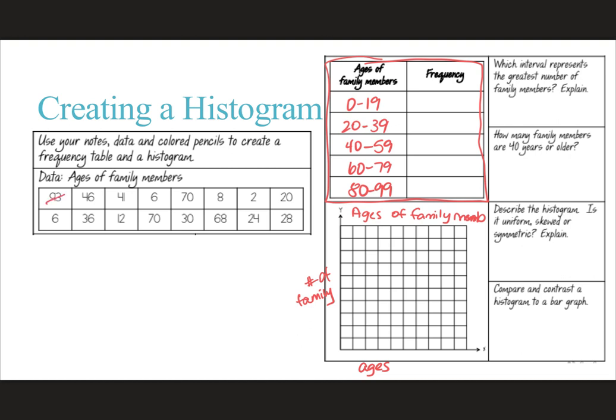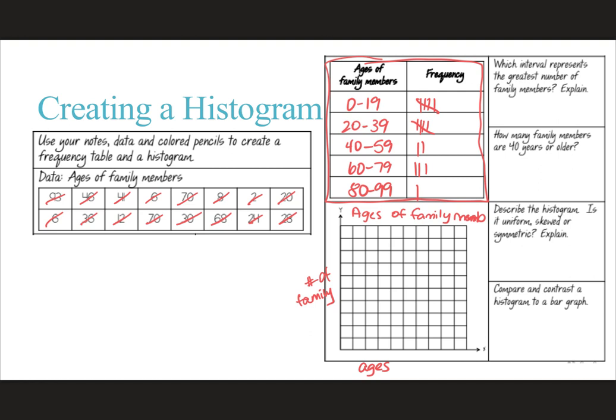So here's a 93, so we're going to put it here. A 6, we put it up here. And we're just basically going to make tally marks so we can count how many people are in each age group. So 12, 6, 70, another 70, 30, and I cross them off so I don't lose my spot, because otherwise I'll forget what I'm doing. 24, 20, and 28.